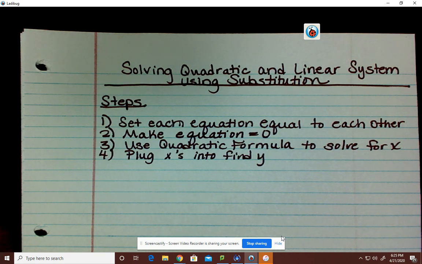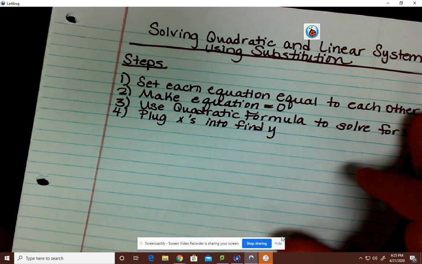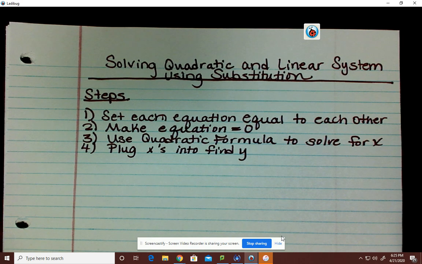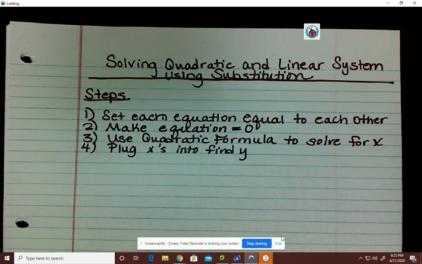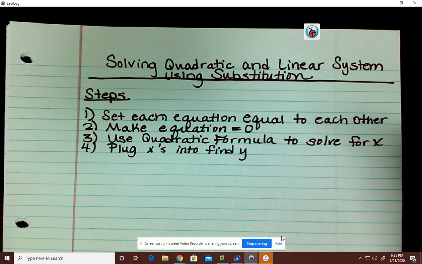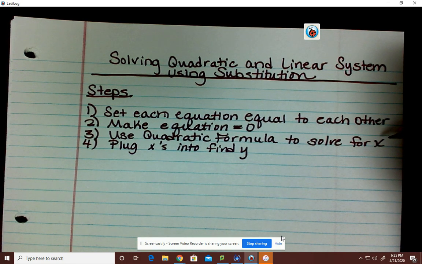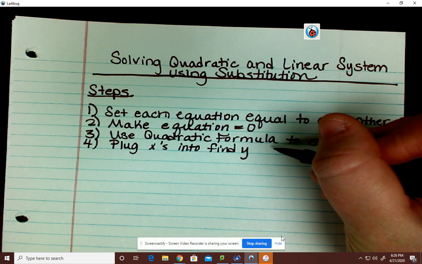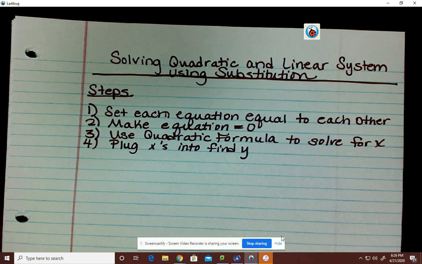All right, so our steps, and I will post copies of this. Our steps are to set each equation equal to each other. For all the ones we're going to be looking at, the equations are going to be y equals, and you're going to set those two expressions equal to each other. Then it's going to be a quadratic equation, so you make the equation equal to 0 and use the quadratic formula to solve for x. I've also posted our quadratic formula song so that you can review using that. Then you plug your x's in to find your y. I'm going to go over a few examples today.